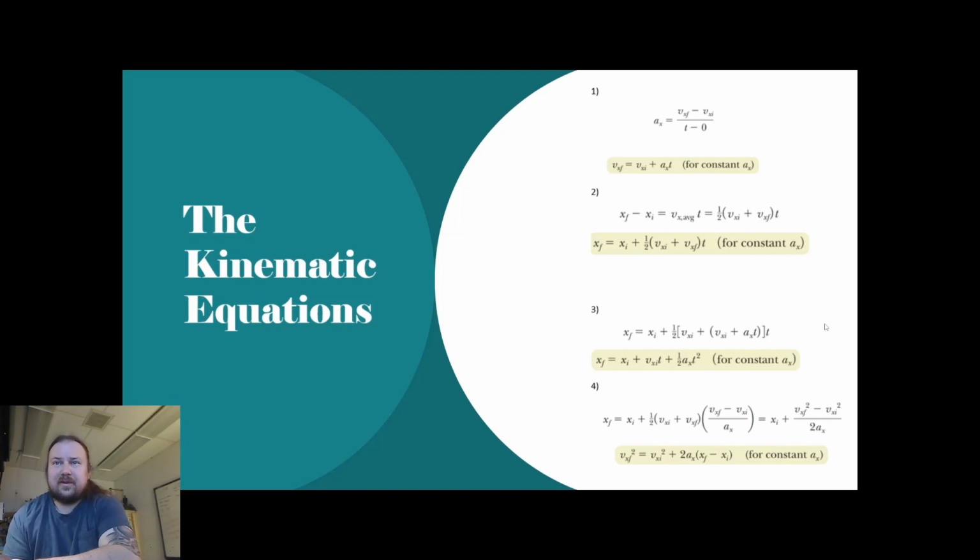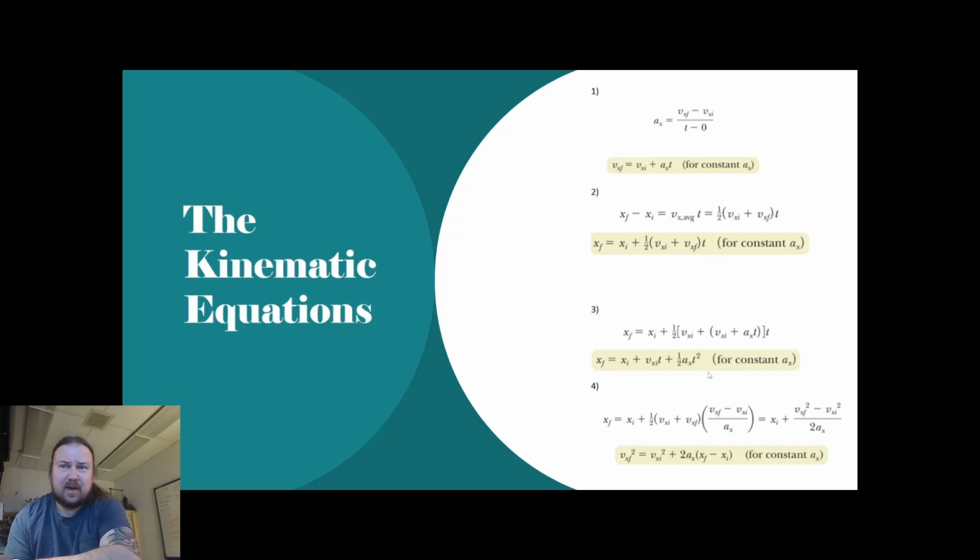Okay, third equation is another way of solving for xf. In this equation, we take this v final that we have in the second equation, and we use the first equation, v final, and plug it in here. So we've taken this equation for vxf and plugged it into vxf here. That should get you to this equation, which we're then going to rewrite in terms of xf.